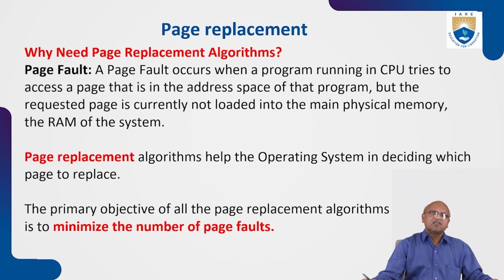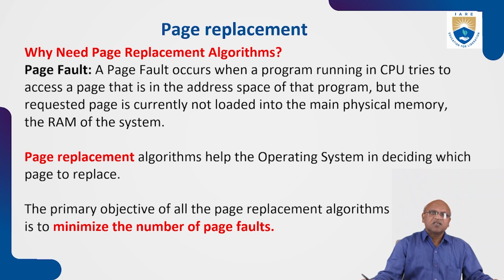A page fault occurs when a program running in the CPU tries to access a page that is in the address space of the program, but the requested page is currently not loaded in the main physical memory, the RAM of the system. So that is called a page fault.